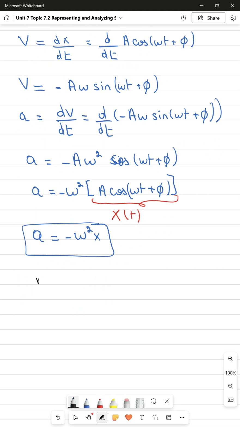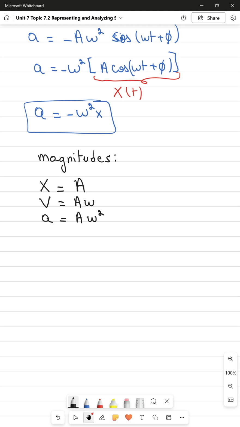Now, if we want to find the maximum magnitude of each value: for magnitudes, x, its magnitude will be equal to a. The velocity v, its magnitude will be a omega, and a, its magnitude will be a omega squared. Again, as magnitudes. As real values, x and a will be in opposite directions. One will be plus, one will be minus.